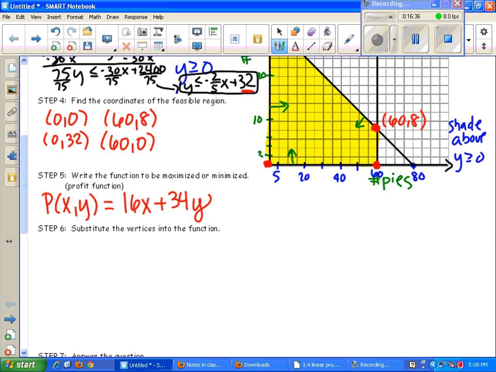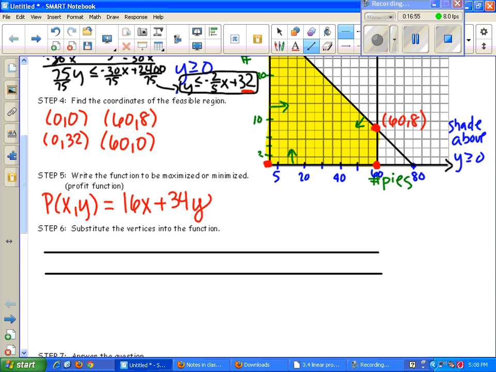So the next one, step 6, says substitute the vertices into the function. So what we're going to do is make ourselves a table here. I'll use my ruler to help me do that. You should also make a table. And since we have 4 vertices, I'm going to make 5 lines.